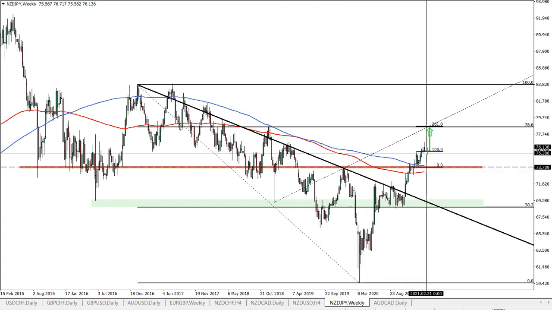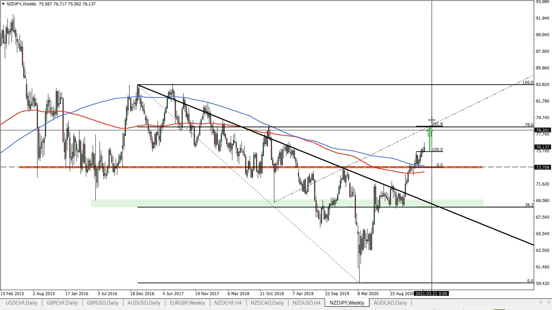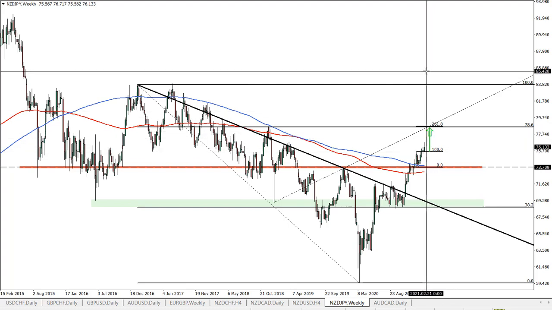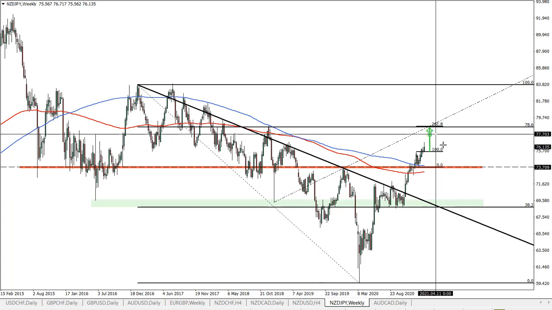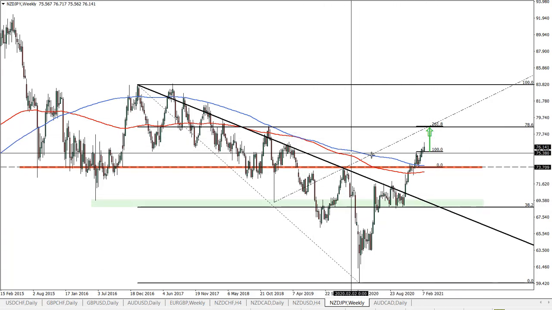New Zealand Japanese yen, also a long-term price perspective. This is the weekly chart where we expect the continuation of an uptrend, and this also seems like it might be taking about 4 weeks in total, so 1 month for this move to be completed.